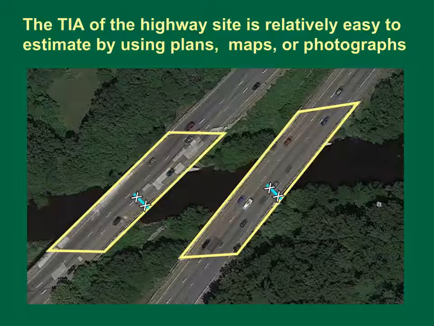This map shows 2 highway bridge decks as highway sites. The boundary delineating the drainage area on each bridge is shown as the yellow line. The impervious fraction would be 1, which means 100% imperviousness.